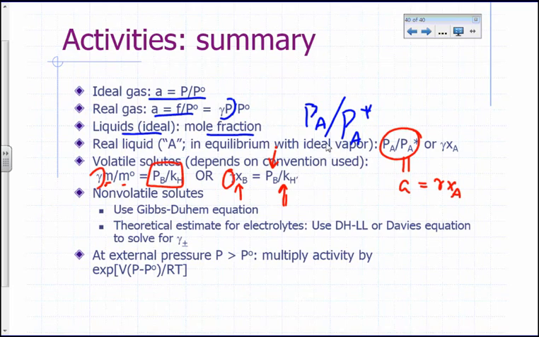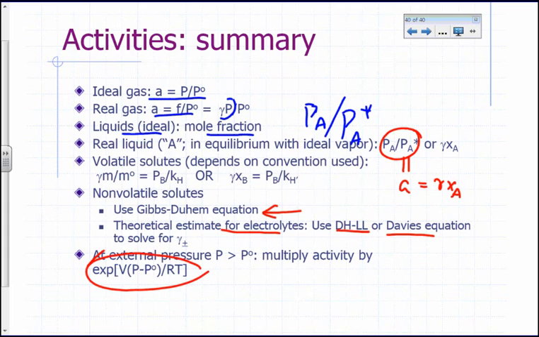If you're dealing with non-volatile solids, use the Gibbs-Duhem equation. So you use the activity of the solvent to figure out the activity of the non-volatile solid. And if you're dealing with electrolytes in particular, you may use the Debye-Hückel limiting law or the Davies equation if you want to go up to about 0.5 molar solutions. Okay. The effect of external pressure would be simply to multiply whatever activity you have by e to the V bar times P minus P naught over RT, where V bar is your partial molar volume.